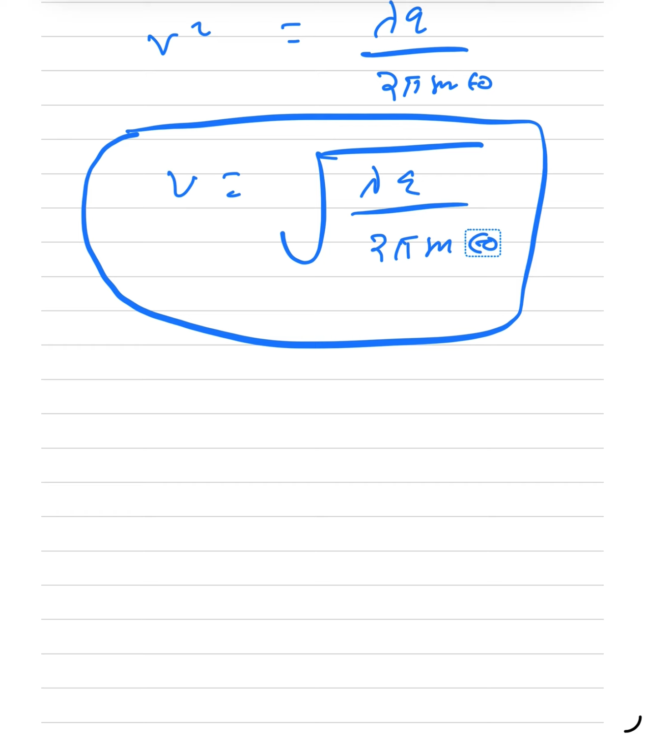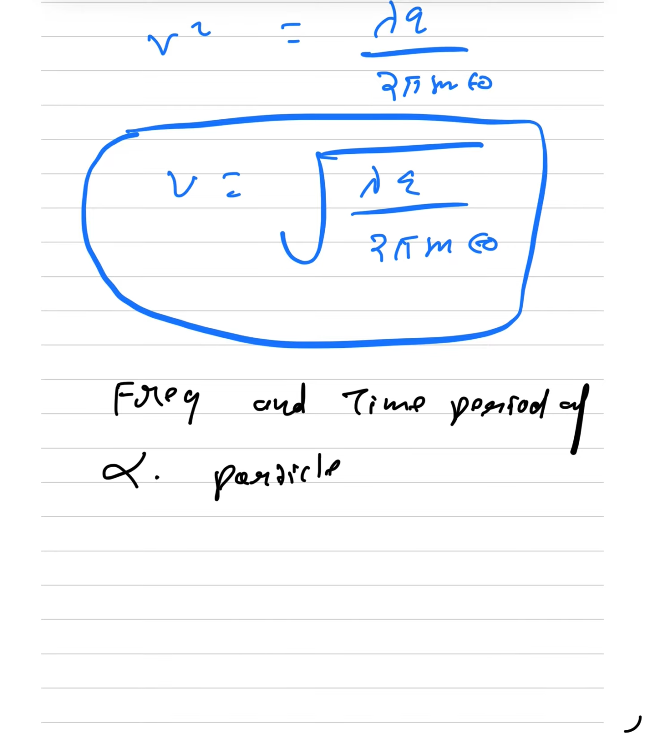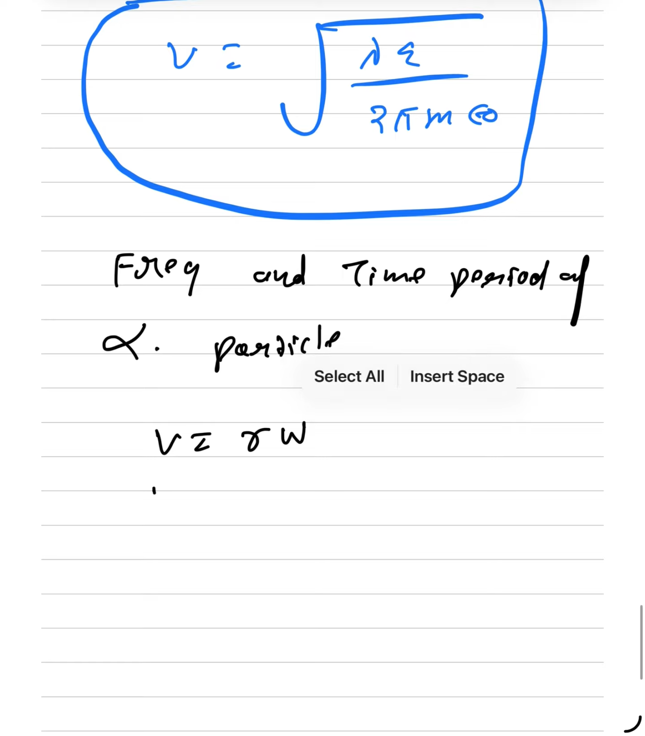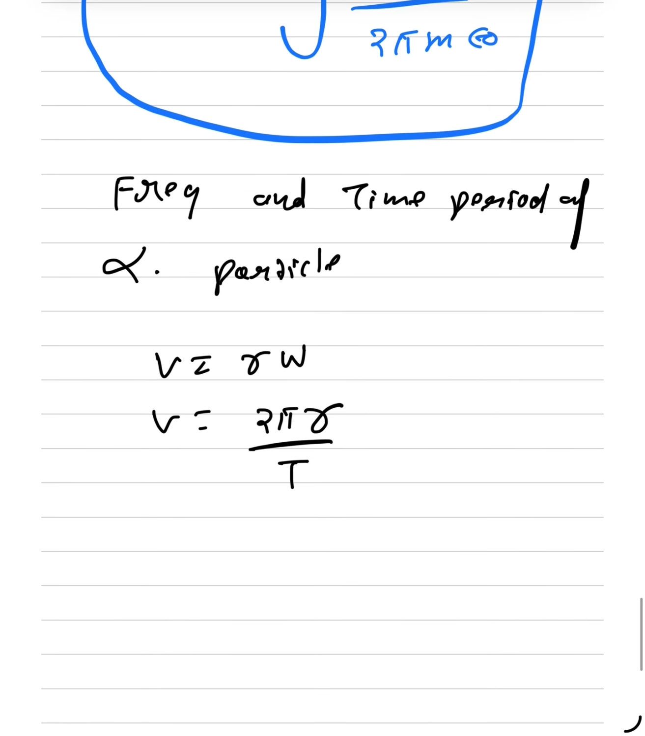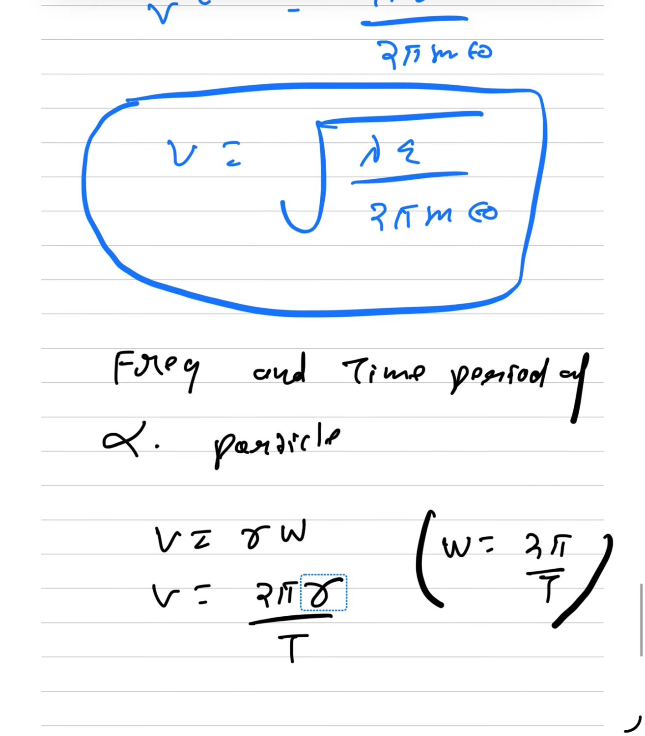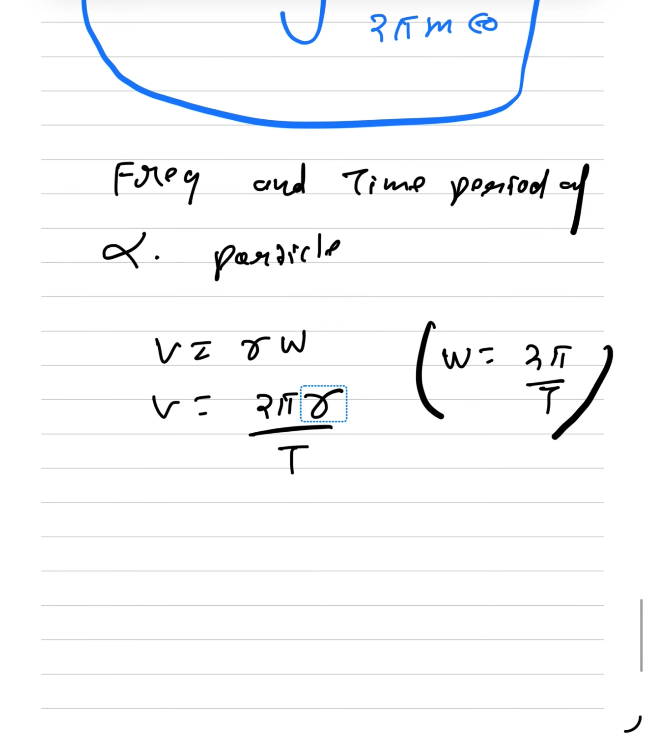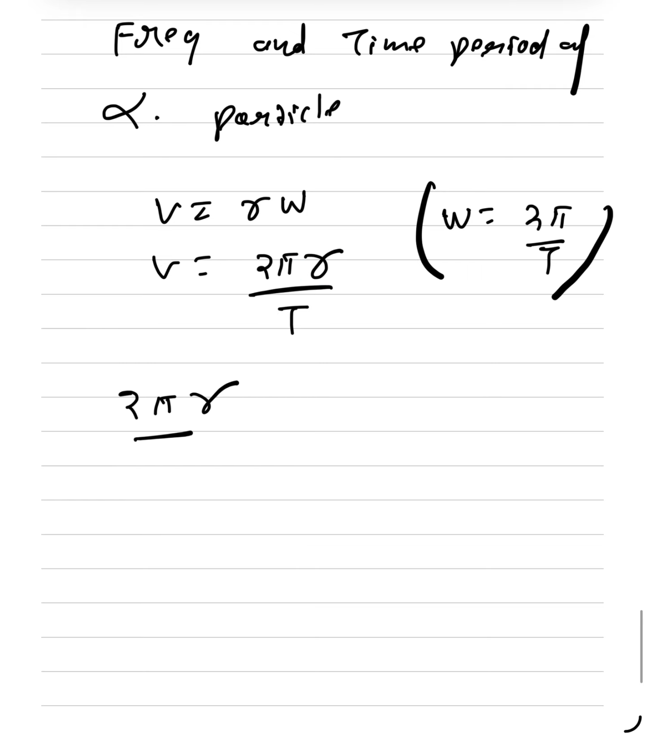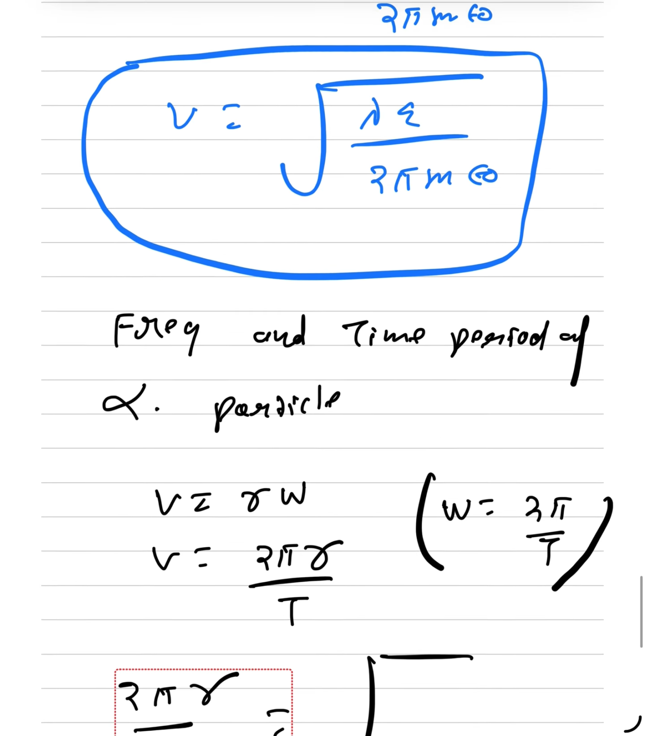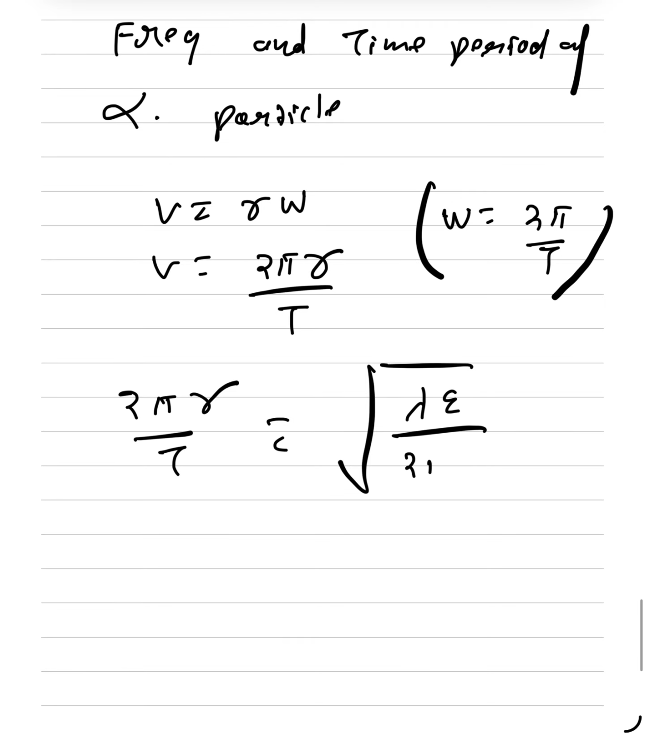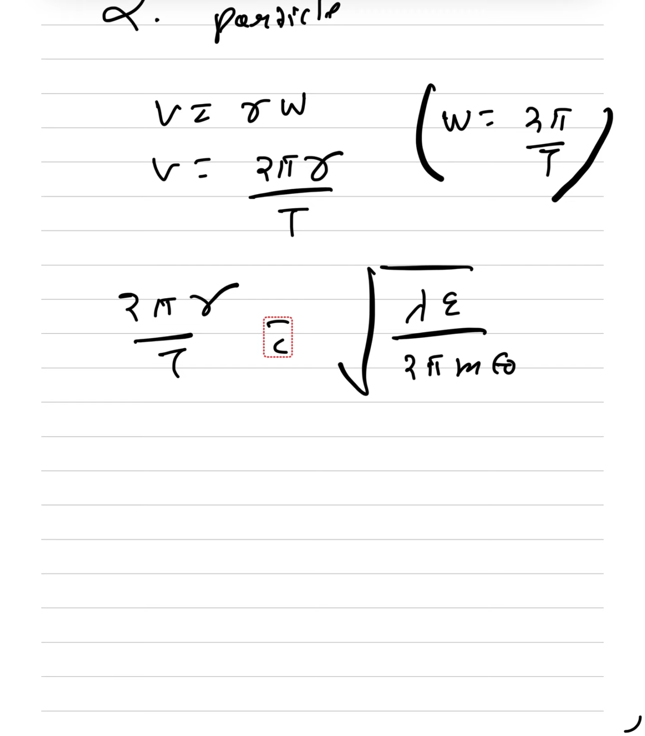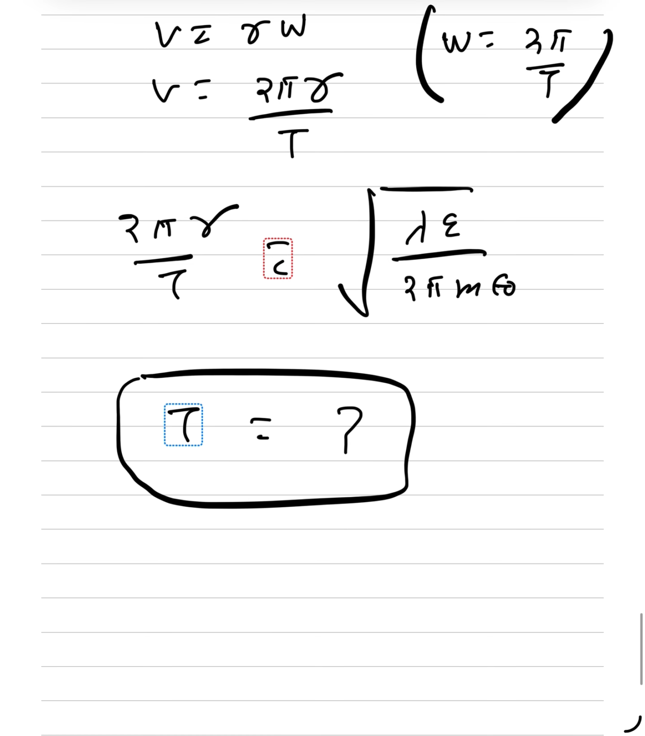If we want to calculate the frequency and time period of the alpha particle, then using the formula v equals r omega, and v equals 2 pi r divided by T, and omega equals 2 pi divided by T, where omega is the angular frequency of the alpha particle. Put this value here: 2 pi r divided by T equals square root of lambda q divided by 2 pi m epsilon naught, and the value of time period can be calculated from here. Very conceptual.